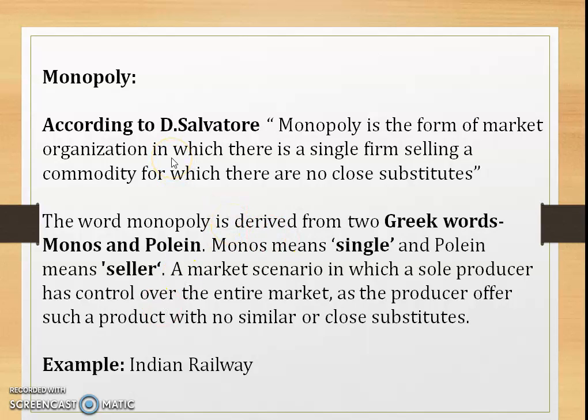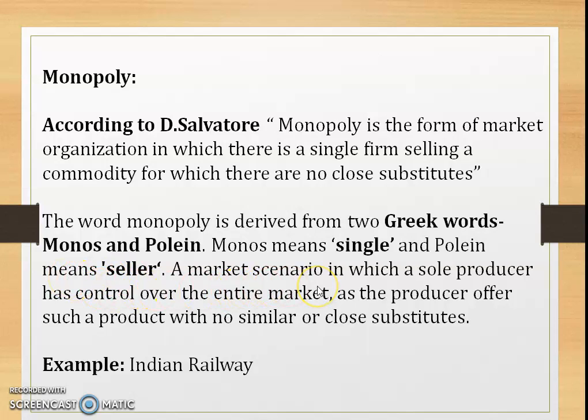First, according to D. Salvatore, monopoly is the form of market organization in which there is a single firm selling a commodity for which there are no close substitutes. The word monopoly is derived from two Greek words, monos and polion. Monos means single and polion means to sell, that means seller.